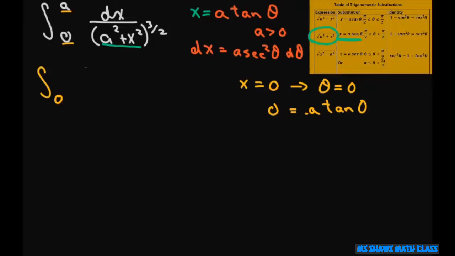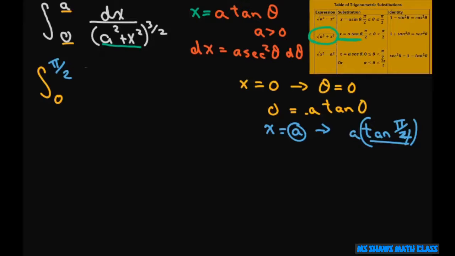So that's going to stay 0. And let's try our a. So if we want x to equal a, then this is going to be a tan of theta, and we want our theta to be pi divided by 4. So tan of pi divided by 4 is 1. So 1 times a gives you a. So this is going to change to pi divided by 4. And from there we can use substitution.